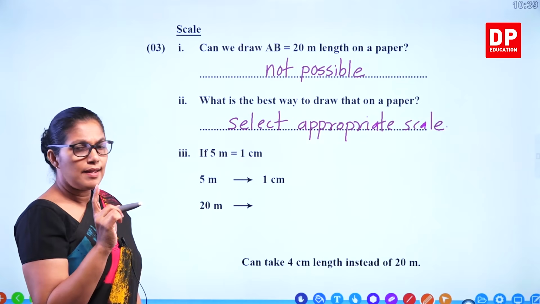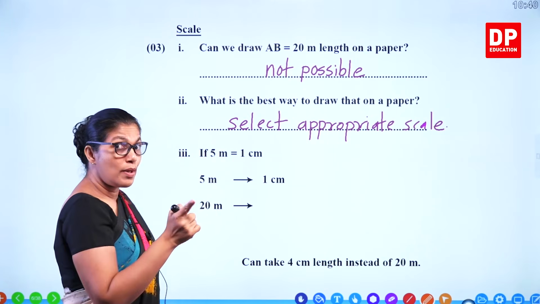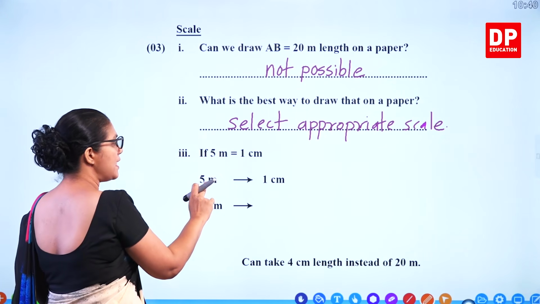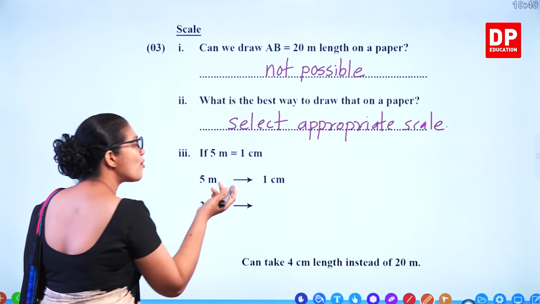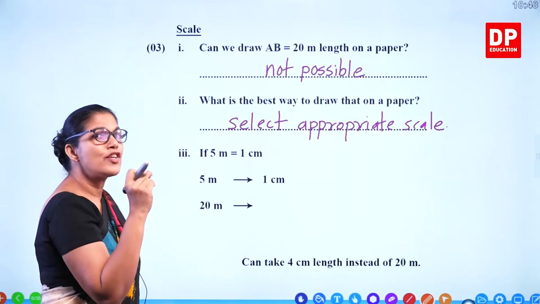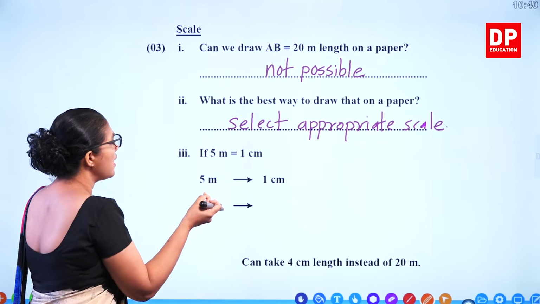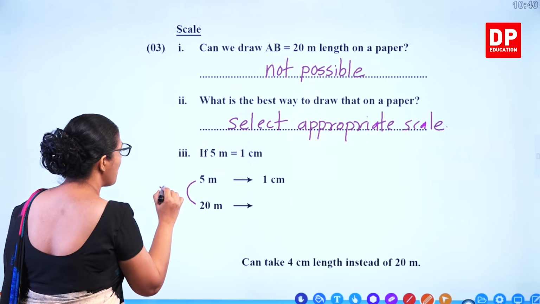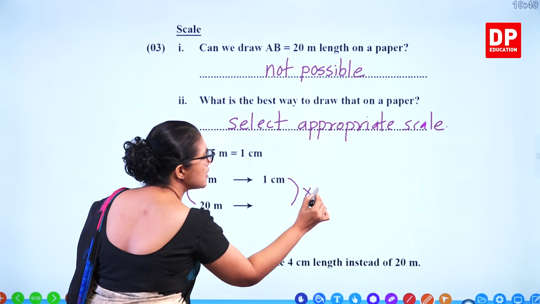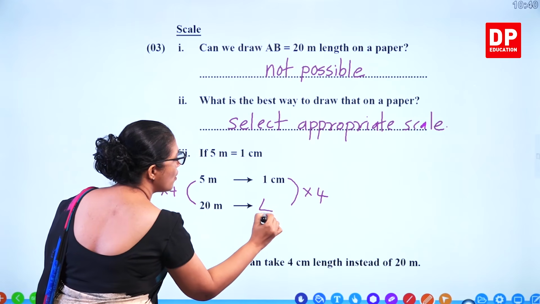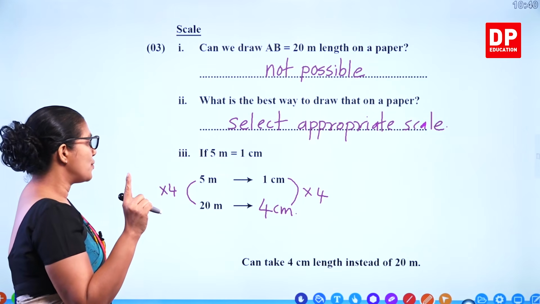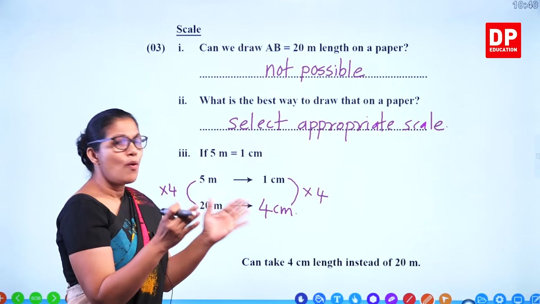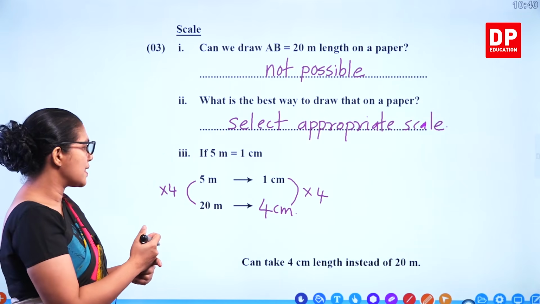Now we'll take this scale. 5 meters actual length is 1 centimeter scale drawing length. So we can say 5 meters to 1 centimeter. We use an arrow to represent the scale, or the ratio. As a ratio also you can write it down. Here you need to show 20 meter length. According to this, it becomes multiplied by 4. You have to do the same thing, multiplied by 4. So you get 4 centimeter length. So if you want to draw 20 meter length, you can use this scale and only measure 4 centimeters to represent AB.